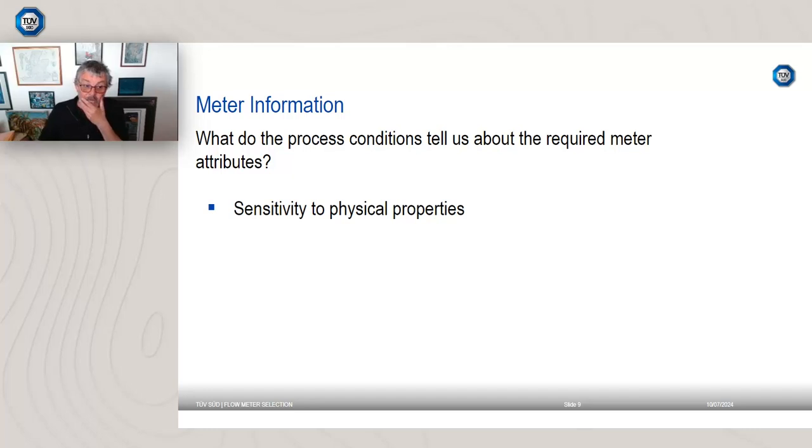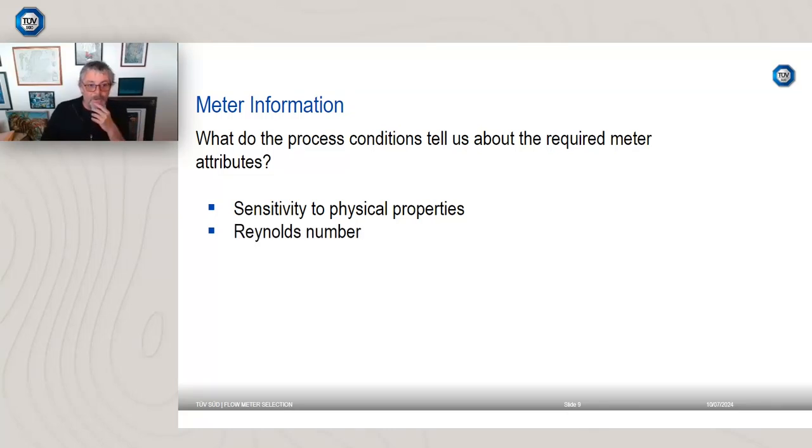Sensitivity to physical properties. If I have an extremely high H2S gas, I want to make sure I have a meter which doesn't have any components in the gas which are going to be corroded or eroded by the gas.